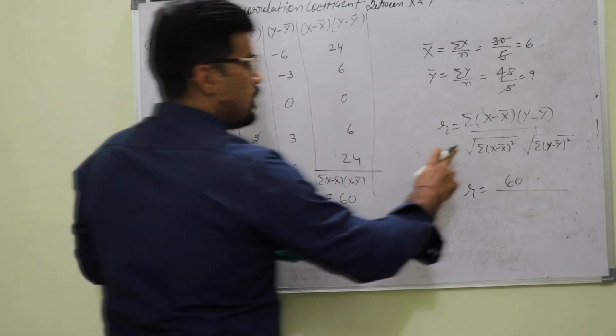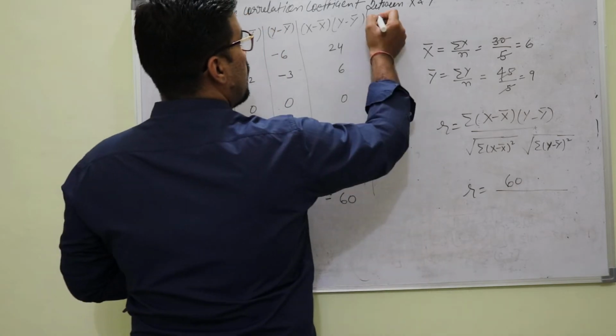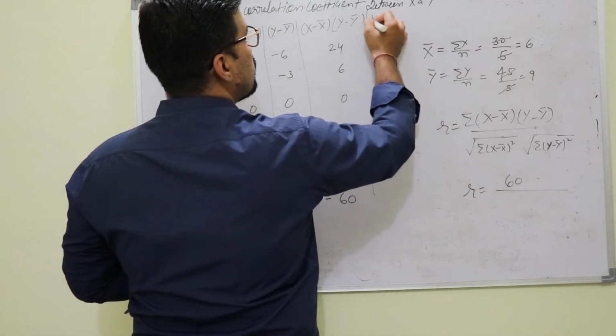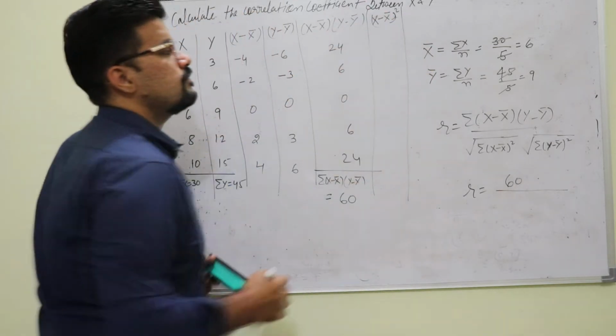Now come to the square root of the (x minus x bar) squares. So now we need (x minus x bar) square and the sum of this.